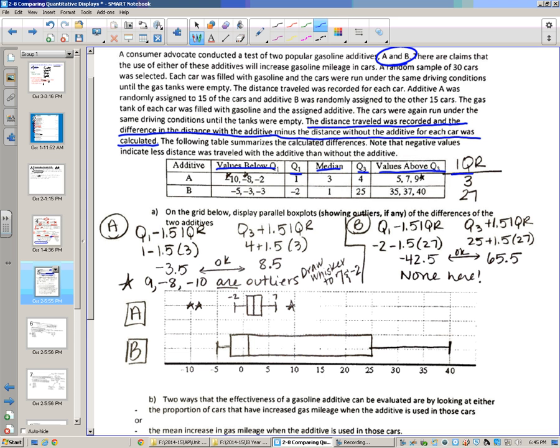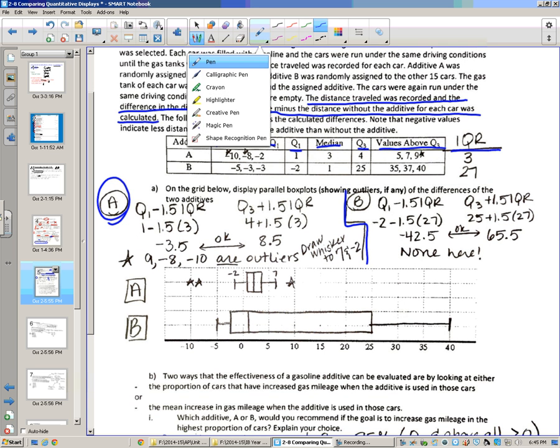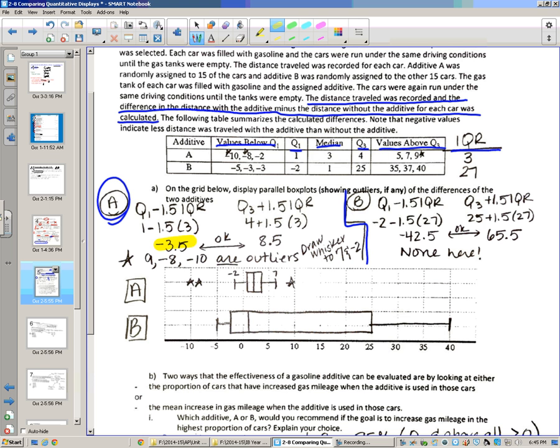So I started by finding the IQR for each, separating my page and working with additive A first. The values I got for my fences here were, let's see, negative 3.5 to 8.5. So then looking at our values up top, negative 3.5 or below, so that makes negative 8 and negative 10 an outlier. And then looking above 8.5, well, we have 9. So in this data set, there are 3 outliers.